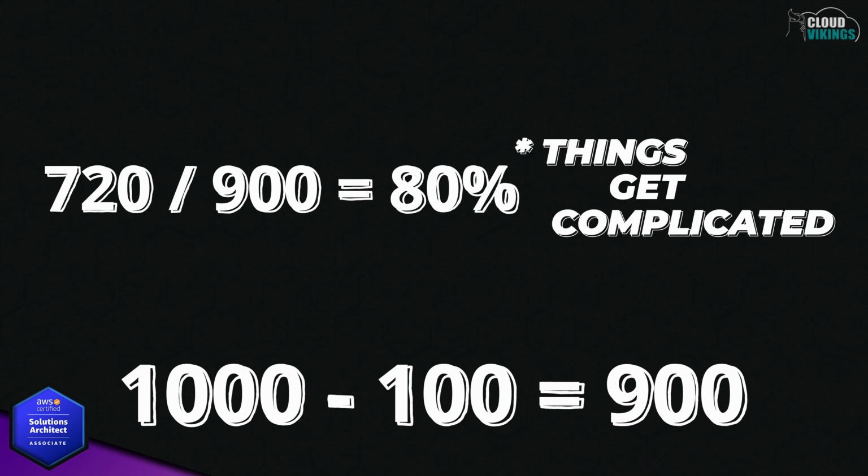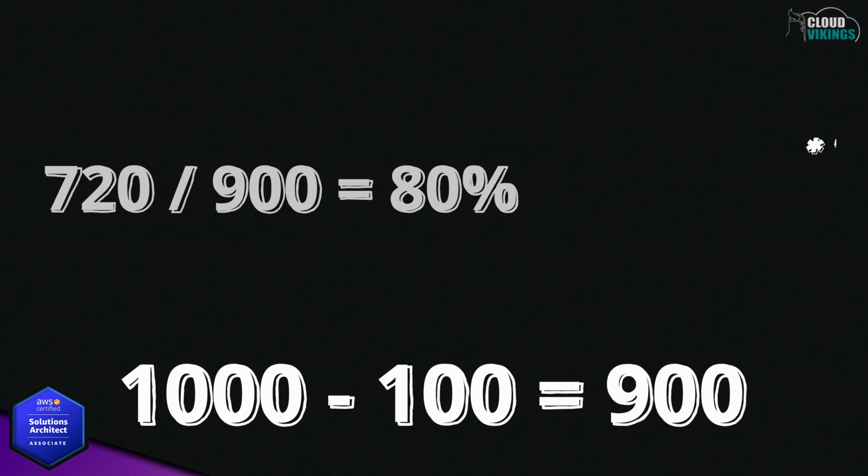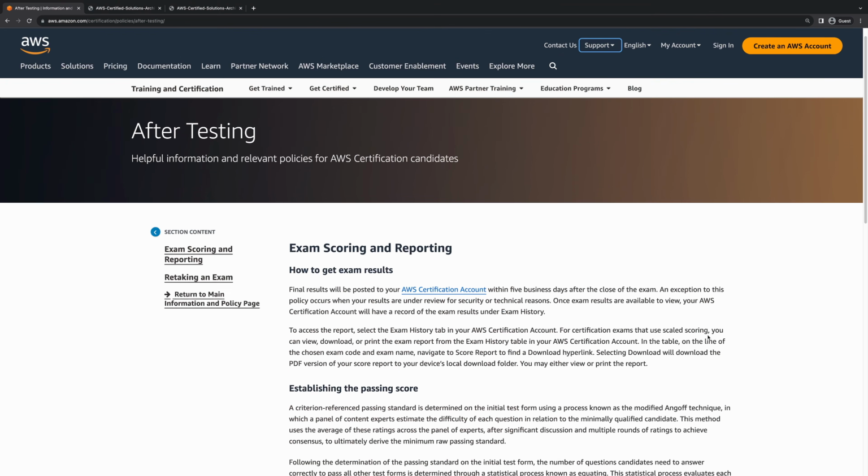So why does AWS have this somewhat complicated scoring approach? Why don't we just have a scale of 0 to 100 or 0 to 1,000 and say, hey, you need a minimum of 80% to pass? Well, let me show you this after testing info page. It has some great stuff to be aware of.